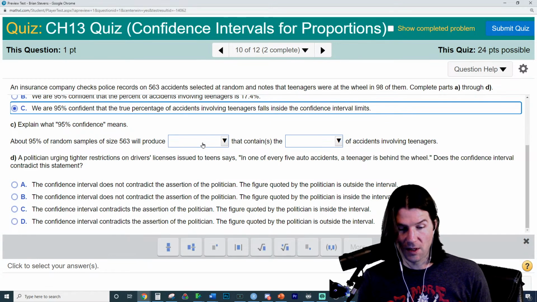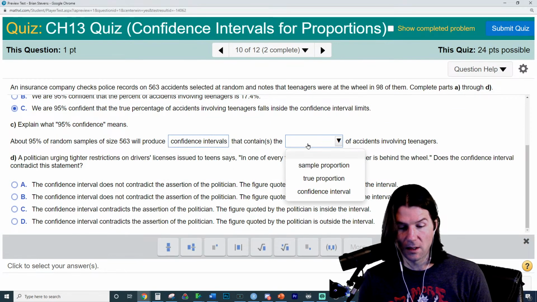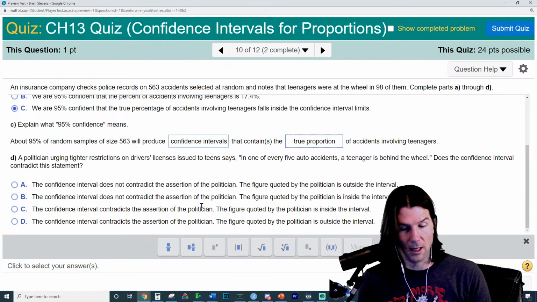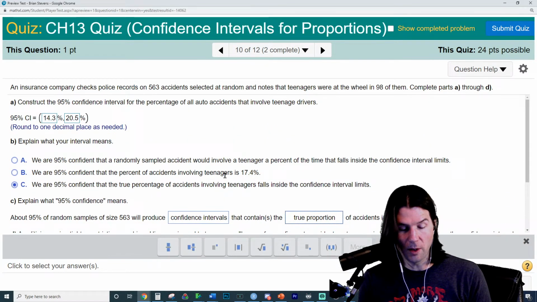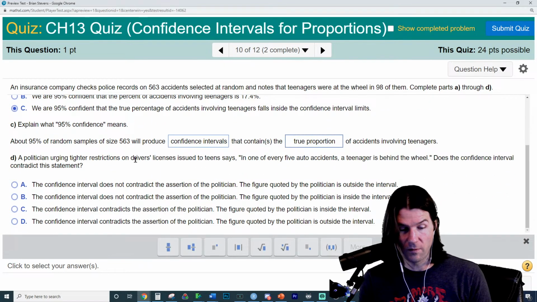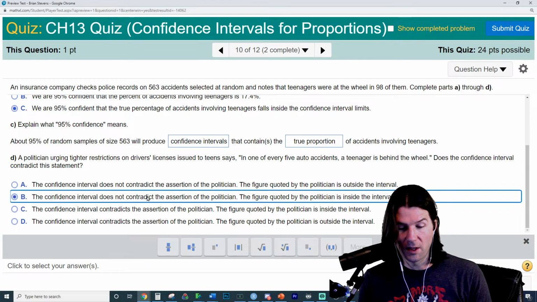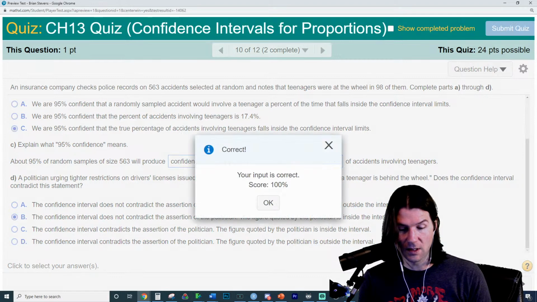About 95% of samples of this size will produce confidence intervals that contain the true proportion. And the politician claims 20%. Ooh, it's inside the interval because 1 in 5. So this interval does not contradict the claim, because the figure is inside of the interval.